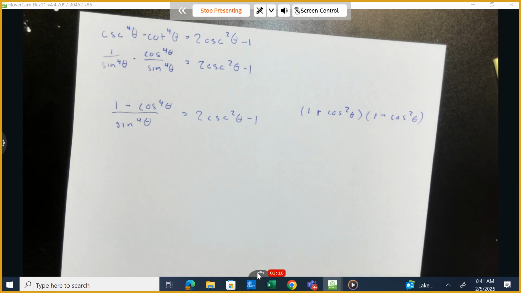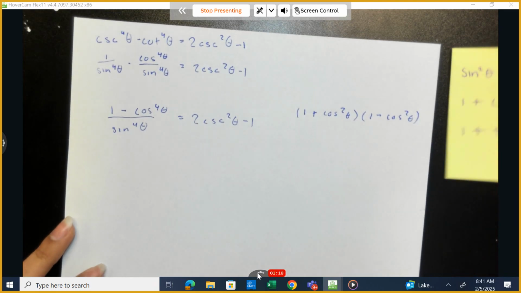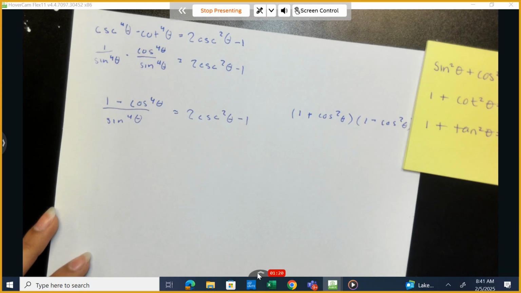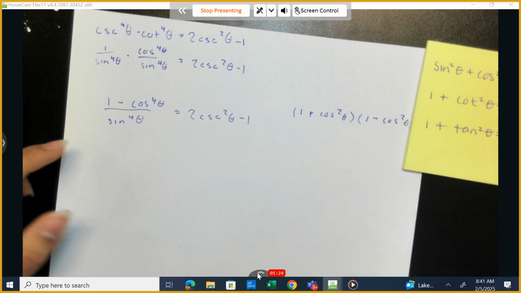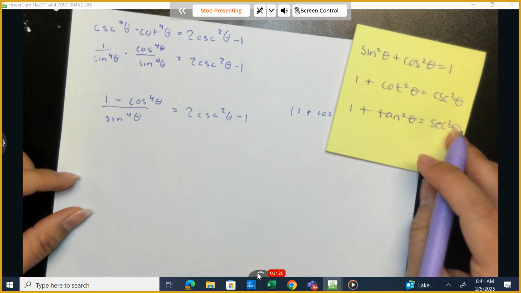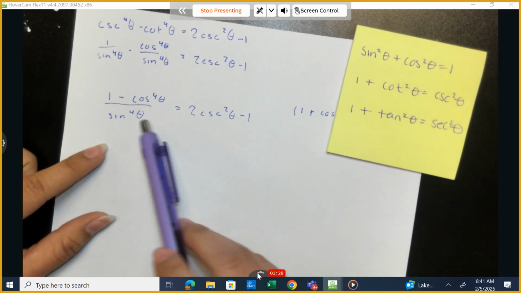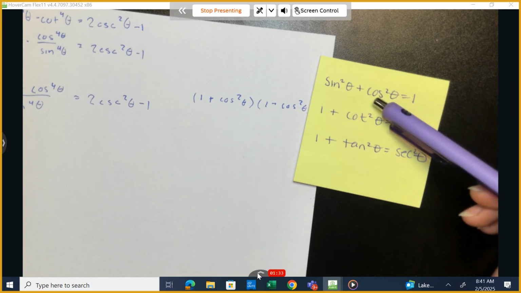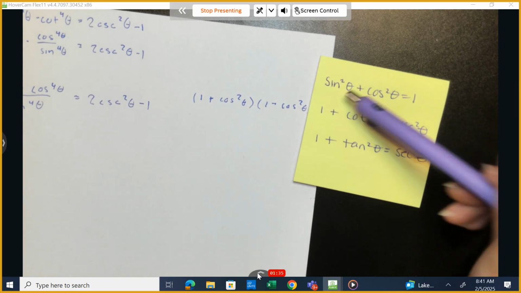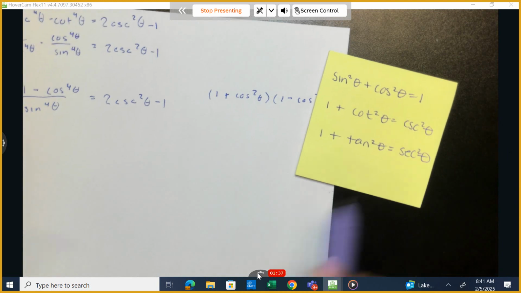And then we know that based on trigonometric identities, 1 minus cosine squared is equal to sine squared. So we're going to substitute. We know that one of these that we have right here, this one, 1 minus cosine squared, is equal to sine squared. So I'm going to substitute, and Darian's going to take over.